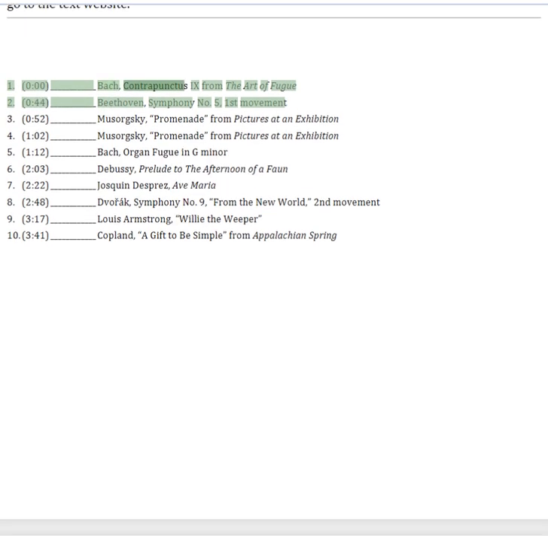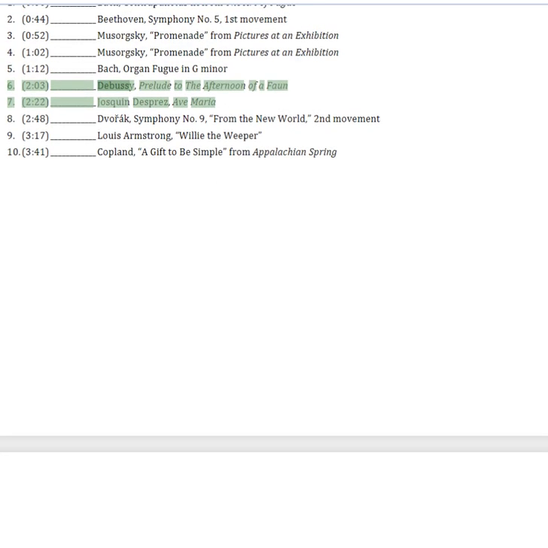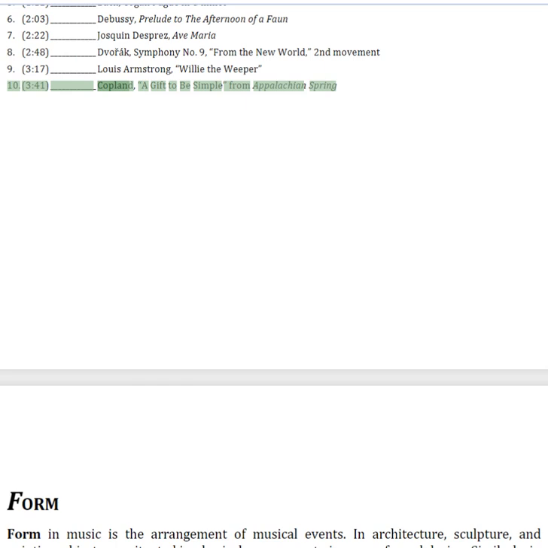1. Bach, Contrapunctus 9 from the Art of Fugue. 2. Beethoven, Symphony No. 5, First Movement. 3. Mussorgsky, Promenade from Pictures at an Exhibition. 4. Mussorgsky, Promenade from Pictures at an Exhibition. 5. Bach, Organ Fugue in G minor. 6. Debussy, Prelude to the Afternoon of a Faun. 7. Josquin des Prés, Ave Maria. 8. Dvorak, Symphony No. 9, from the New World, Second Movement. 9. Louis Armstrong, Willie the Weeper. 10. Copland, A Gift to Be Simple, from Appalachian Spring.